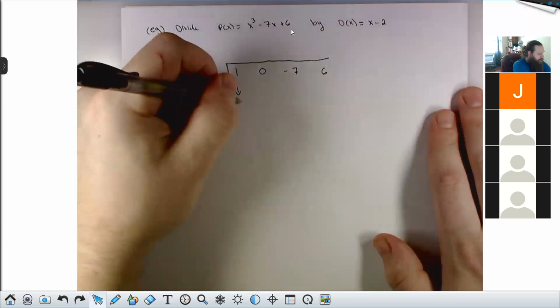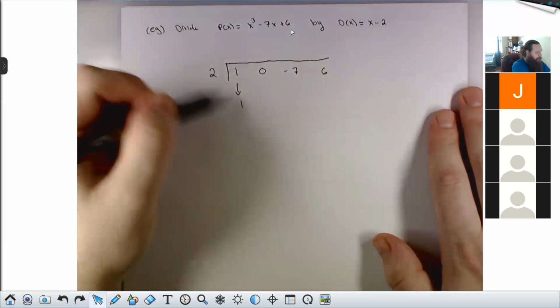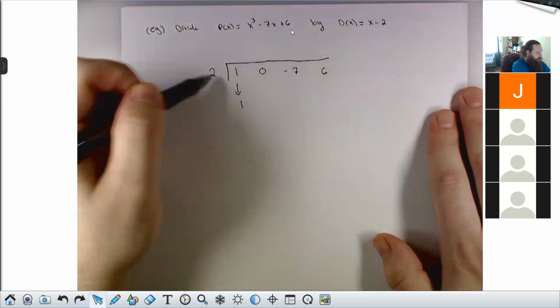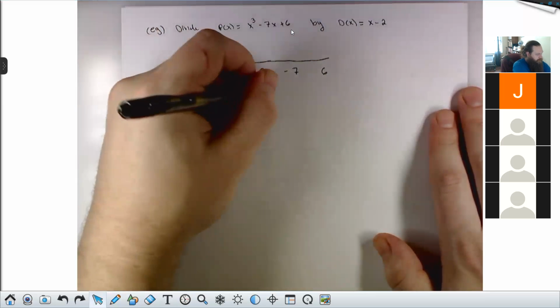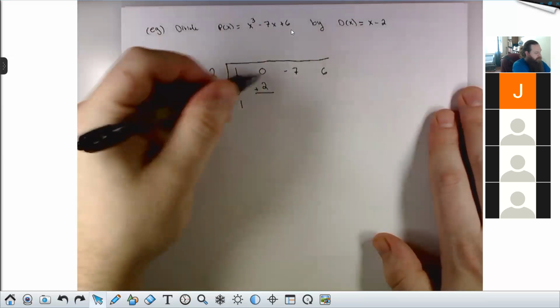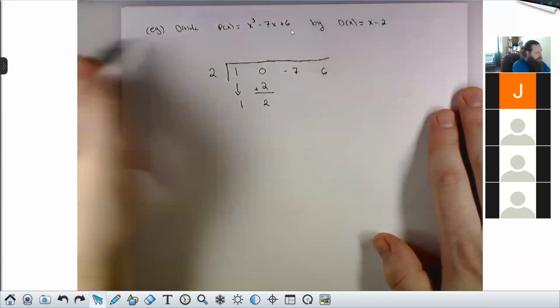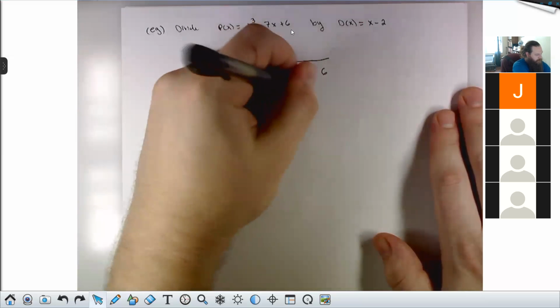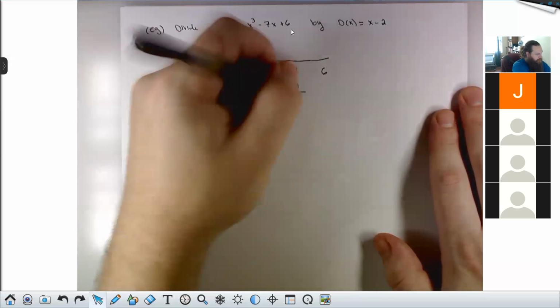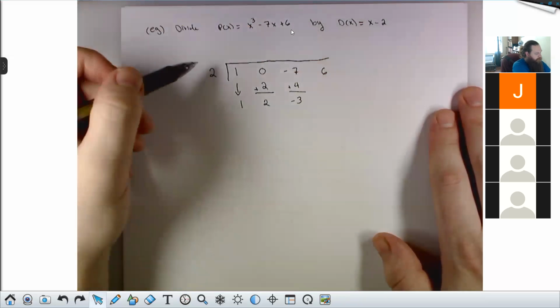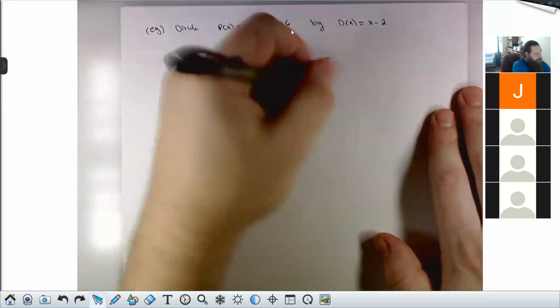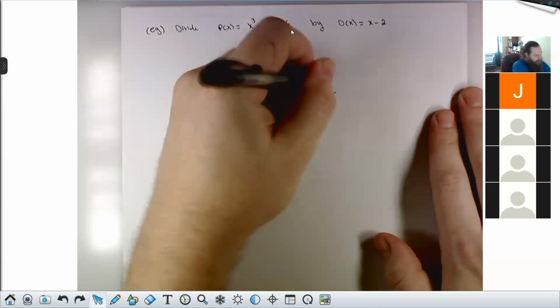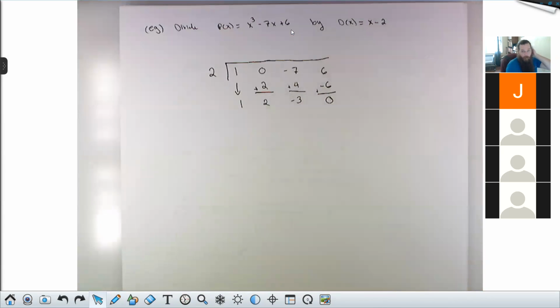You begin by just bringing this first guy down, and then you multiply these two and write the result over here. So 2 times 1 is 2. Add those. 0 plus 2 is 2. 2 times 2, that goes over here. 2 times 2 is 4. Negative 7 plus 4 is negative 3. 2 times negative 3 is negative 6. And negative 6 plus positive 6 is 0. And this brings us to a beautiful place. The remainder is 0.